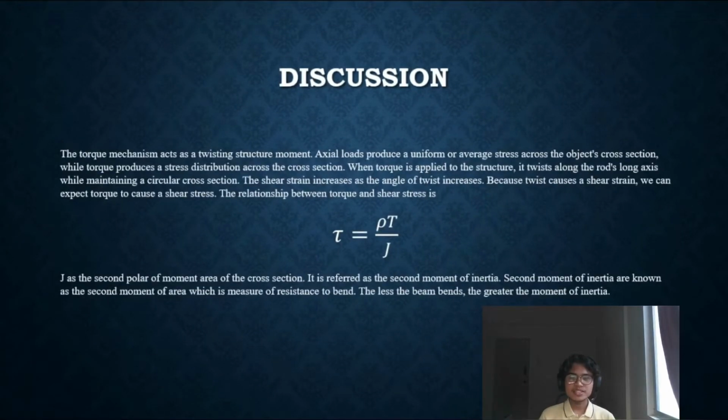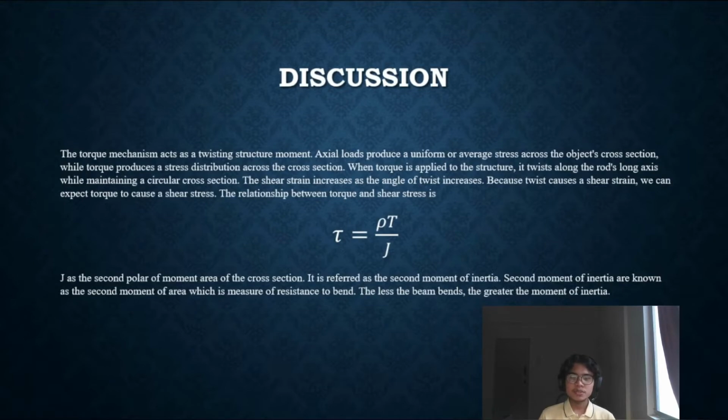Moving on to the discussion, torque acts as a twisting moment on the structure. Axial loads produce a uniform or average stress across the object's cross-section, while torque produces a stress distribution across the cross-section. When torque is applied to the structure, it twists along the rod's long axis while maintaining a circular cross-section. The shear stress increases as the angle of twist increases. Because twist causes a shear strain, we can expect torque to cause a shear stress.